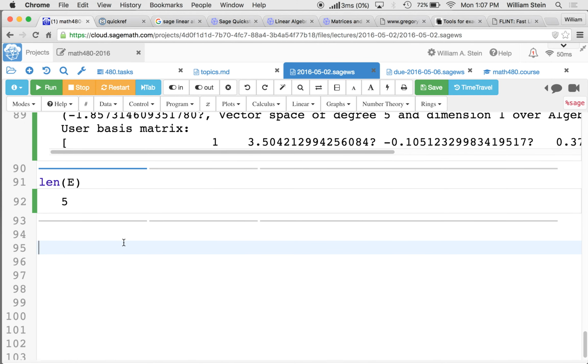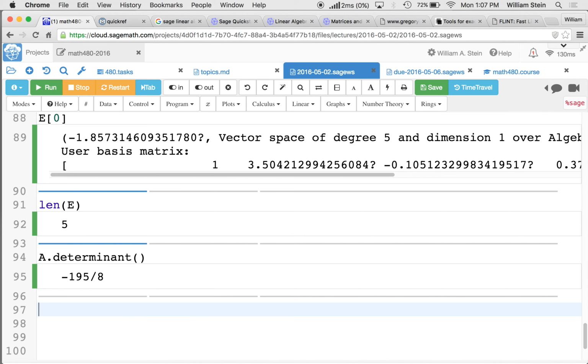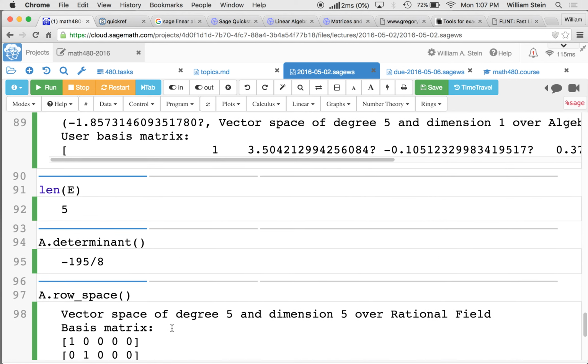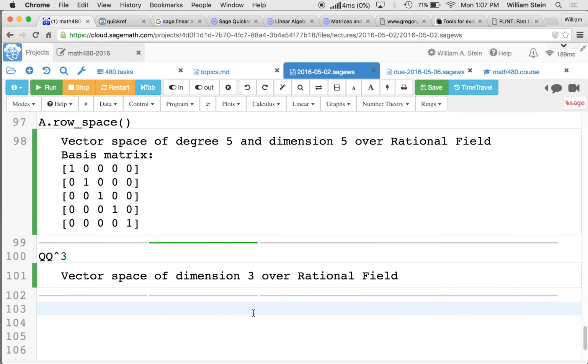Okay, so I want to stop in like 1 minute, but let me just show you one more thing. Determinant. I'm just going to compute a few other things with this matrix. So there's the determinant. I did char poly, and say, row space. This is going to be pretty boring. It's just the full space. But this is an example of a vector space. You can also do QQ, say, 3. You get the vector space of dimension 3 over the rational field.